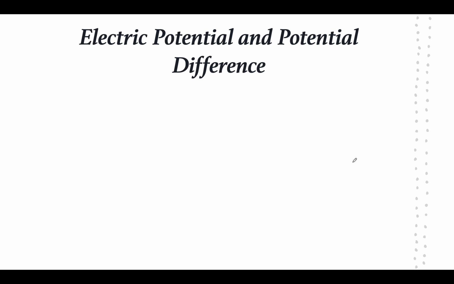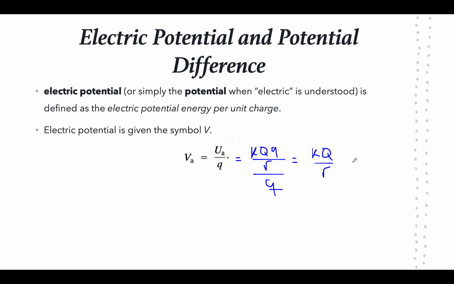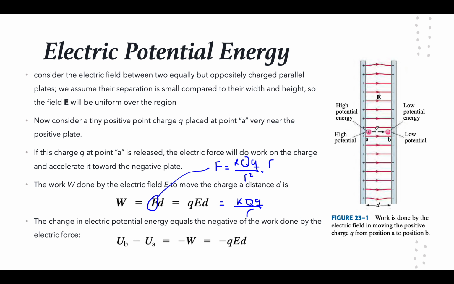Just keep in mind that tiny difference. Potential energy is the negative of the work done by a conservative force, while potential is just the potential energy per unit charge. So if we look back to our example of the parallel plates, we can see here that at point A, since there is high potential energy, there's also high potential. And at point B, there's low potential energy, so there will also be low potential.